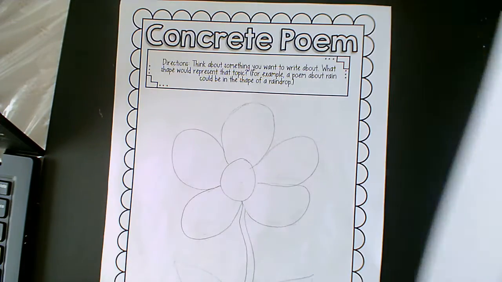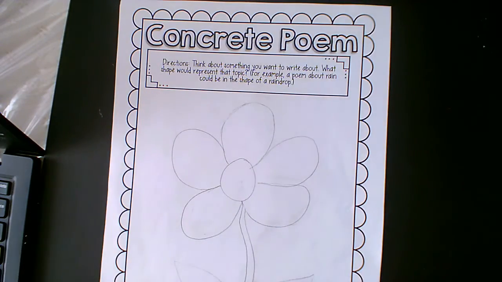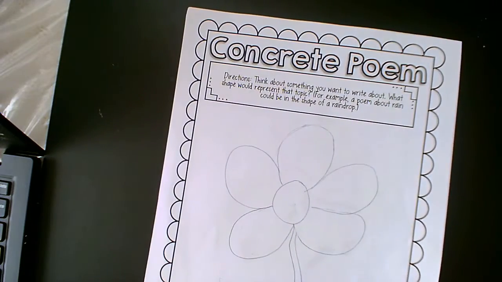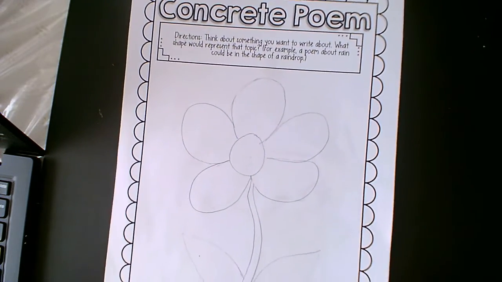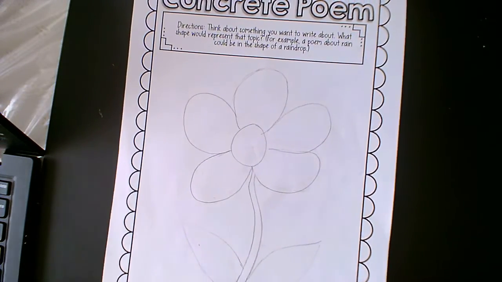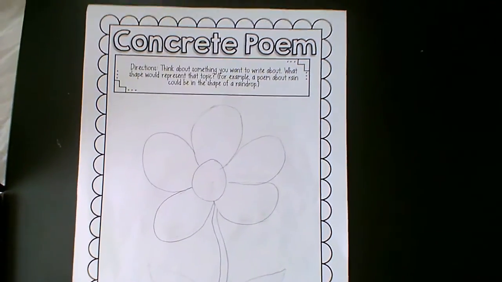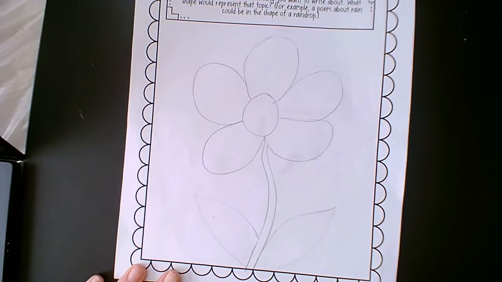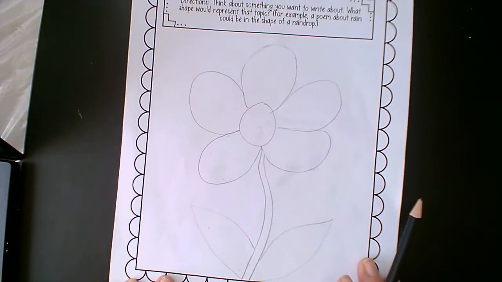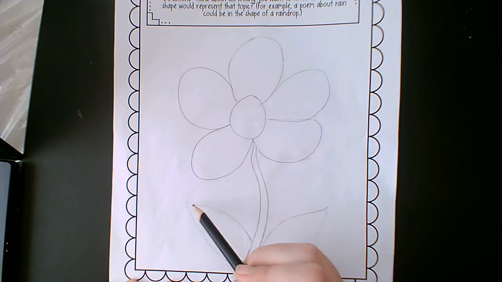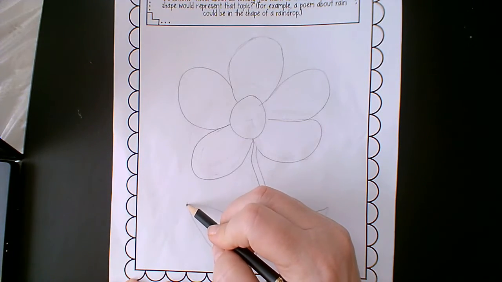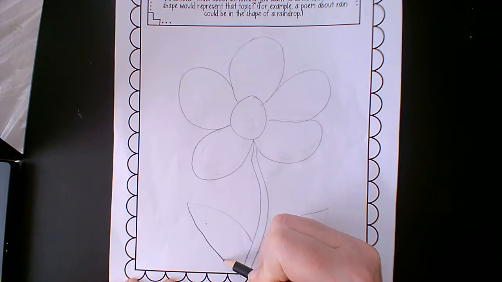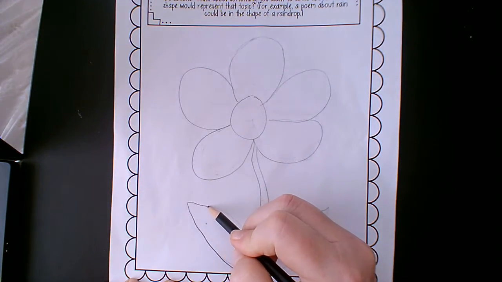I'm going to show you another poem, another way of doing a poem. And so I've done this one on the page that is in your booklet. And I've drawn the shape of a flower here. And again, I've written a poem about flowers on another piece of paper.